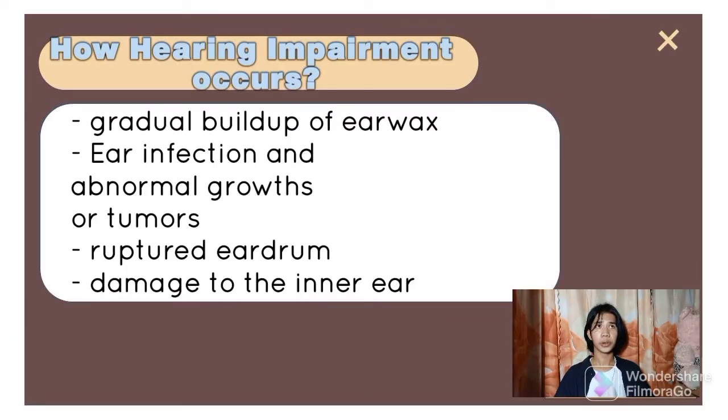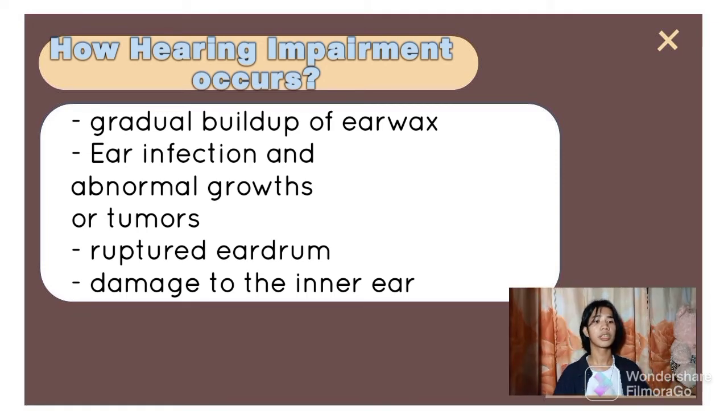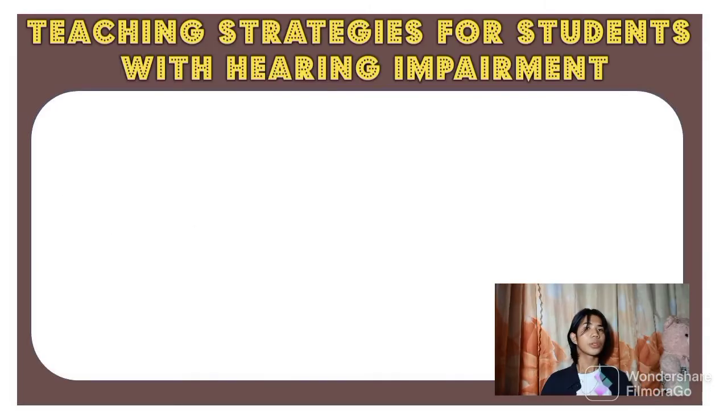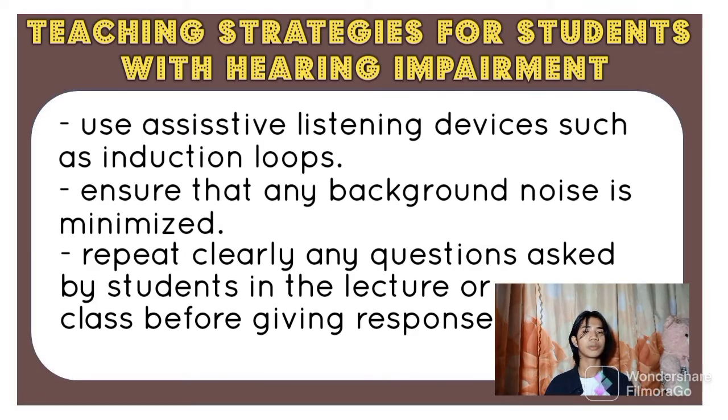Well, I know that some of you will ask how hearing impairment occurs, and I will tell you some of the causes. The first one is a gradual build-up of earwax. Next are ear infections, abnormal growths or tumors, or a ruptured eardrum, and the last one is damage to the inner ear, okay?